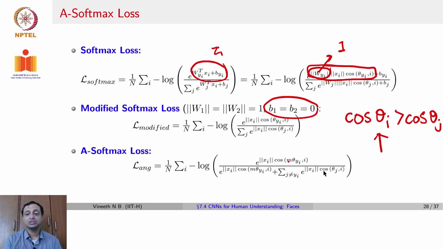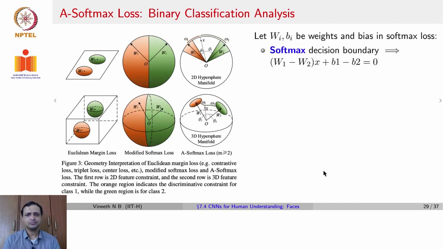And by doing angular softmax, we are ensuring that we would now have cos of m theta I, which is likely to be greater than cos theta j. We are trying to ensure that for the positive class, the cos value can be further separated from the cos value for the angle with respect to the other classes. That's the main idea for the angular softmax.